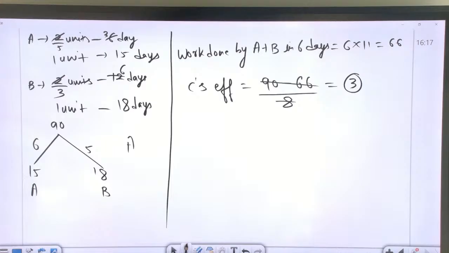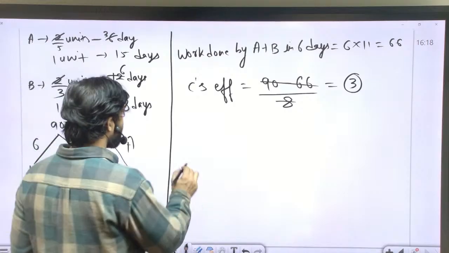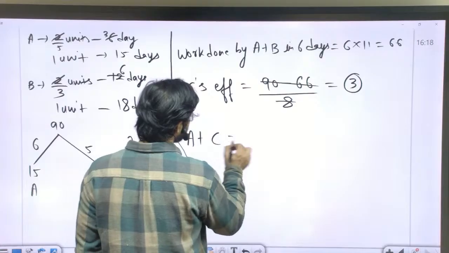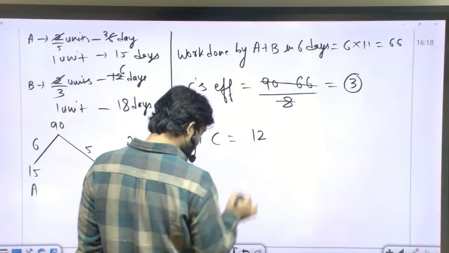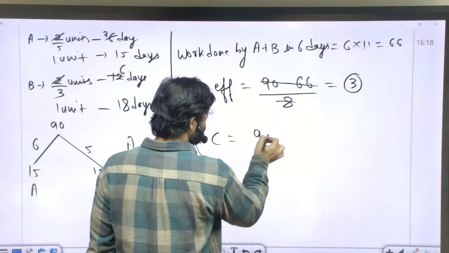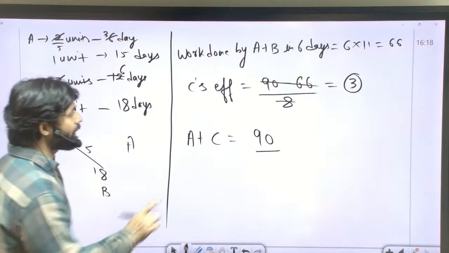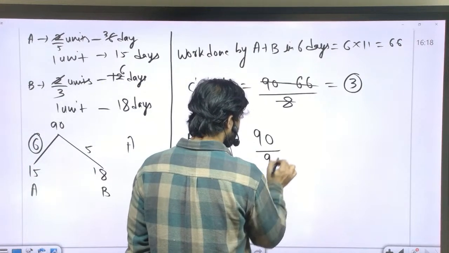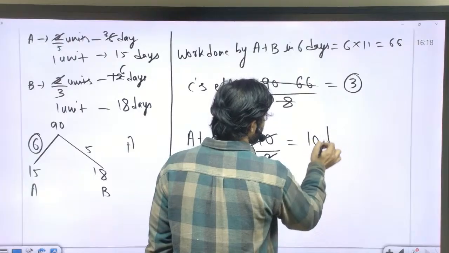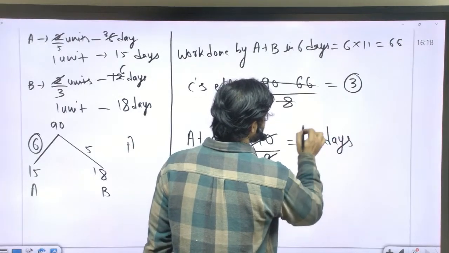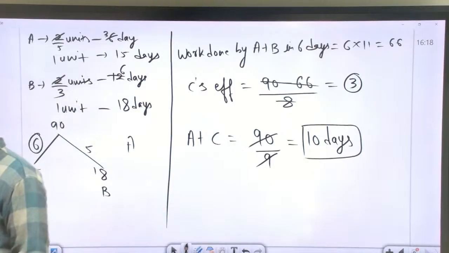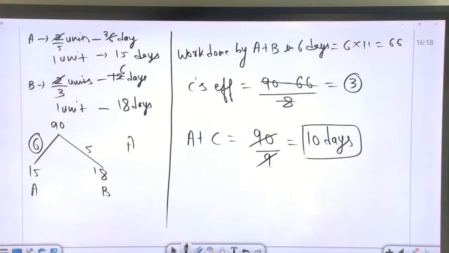Now A and C working together. So A and C working together, they have to do 90 units of work. So what is the efficiency of A? Efficiency of A is 6 and efficiency of C is 3. So 6 plus 3, that is 9. So they will take 10 days to complete the work. Is everybody getting the 10 as answer? Very good.